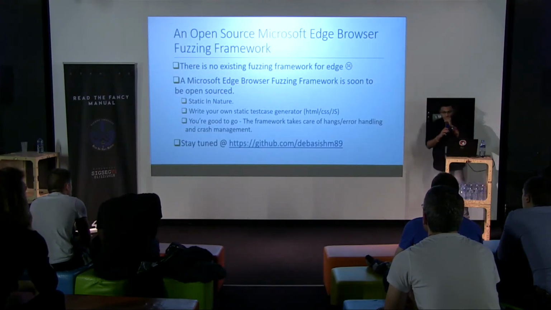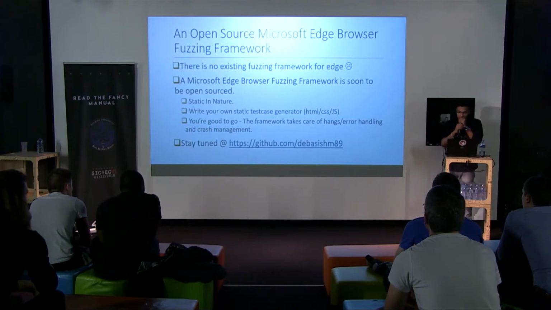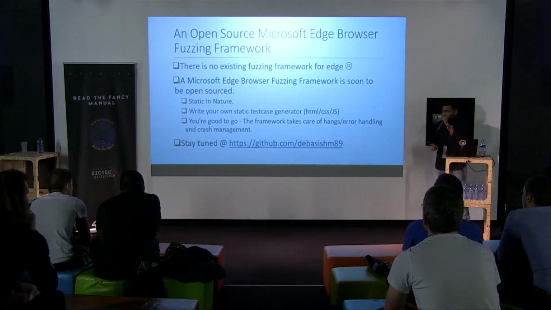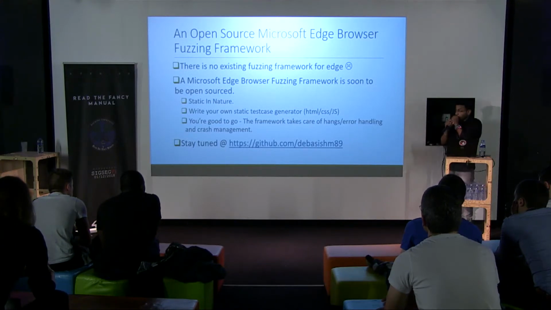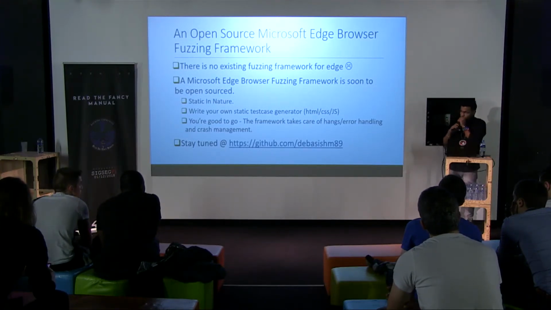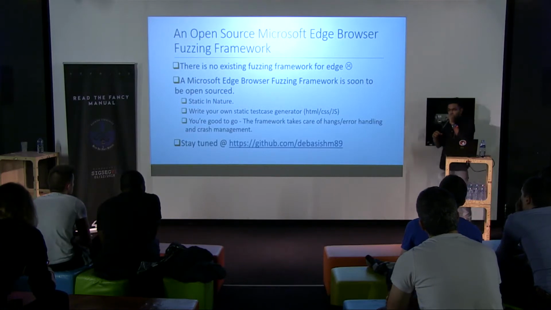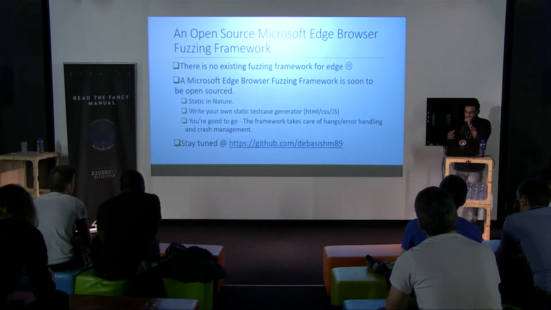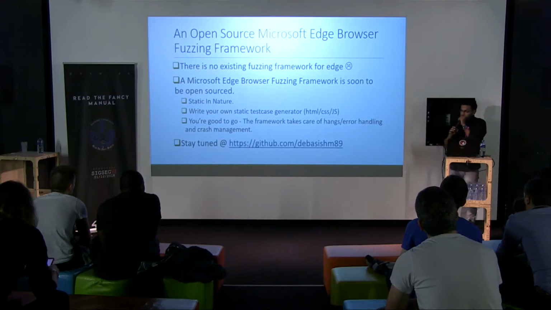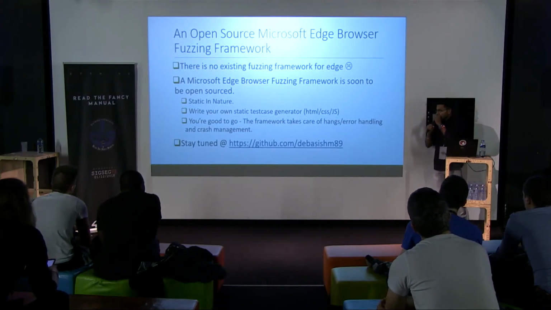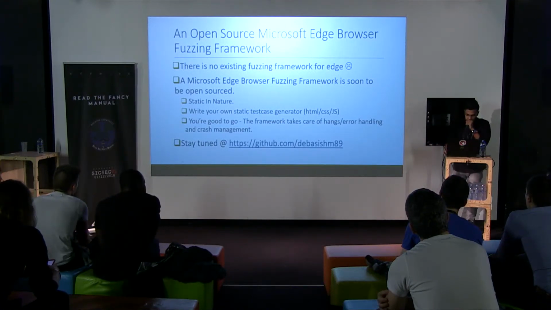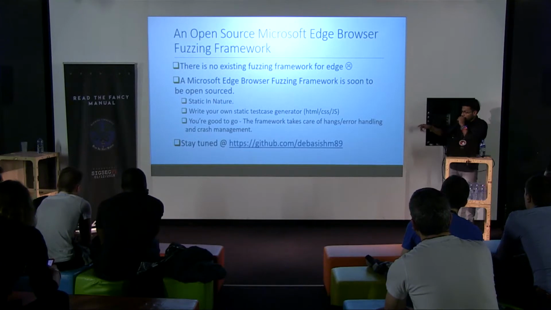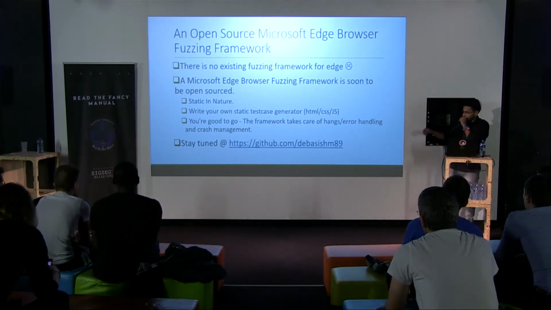There was actually no fuzzing framework available for Edge browser, so we had to write our own browser fuzzing framework. We have written an Edge browser fuzzing framework which we will soon make open source. This fuzzer is static in nature, and you have to write your own static test case generator for this fuzzer, and you are good to go. Since this is a framework, it takes care of hangs, error handling, and crash management. Probably very soon we'll be releasing that fuzzing framework on my GitHub page.